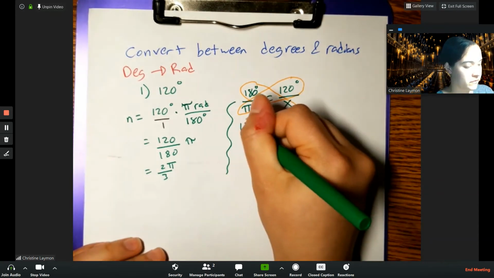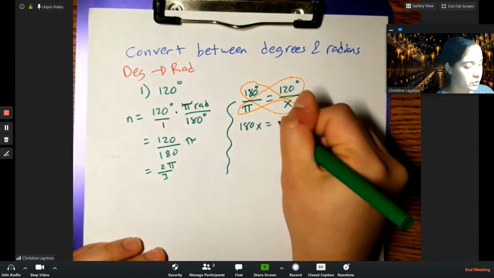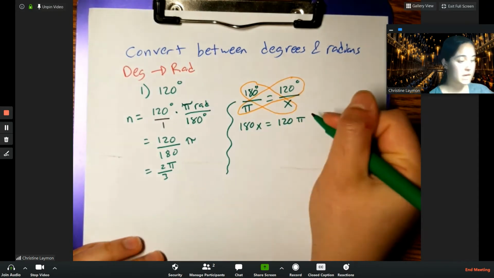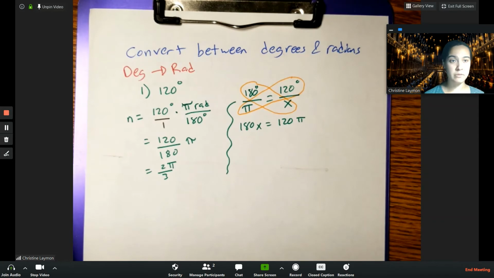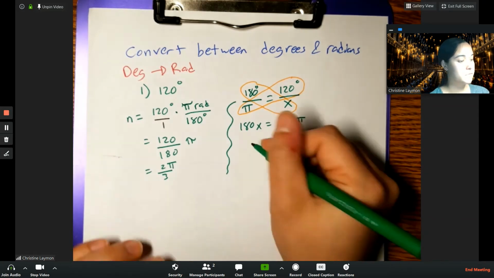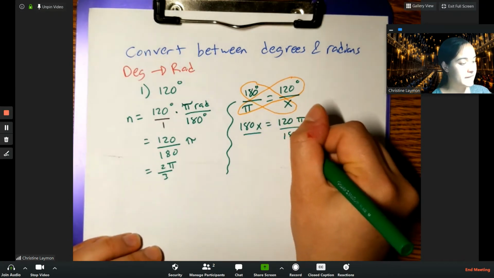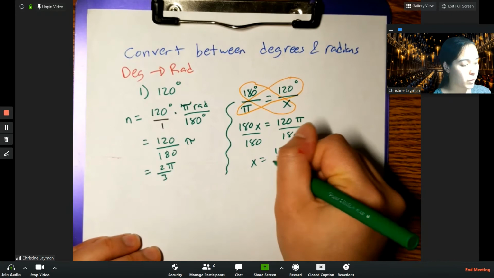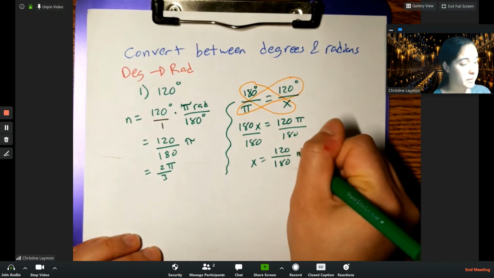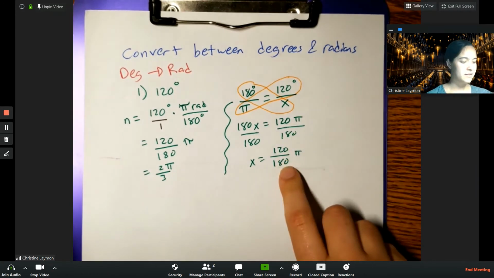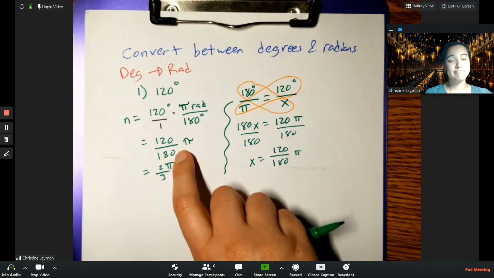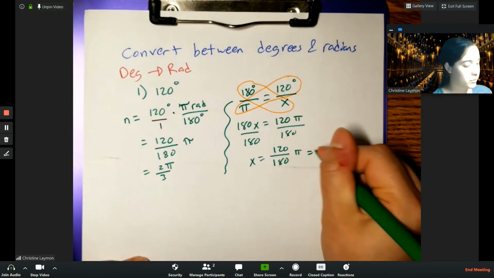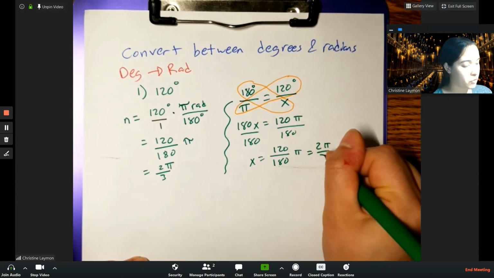So I have 180x equals 120 pi. And again, when I'm doing this, do not multiply out the pi. I want pi in my final answer. Divide both sides by 180, and I have x equals 120 over 180 pi, and I say, oh wait, that is what I had right here. I already know. What I'm talking about is 2 pi over 3.